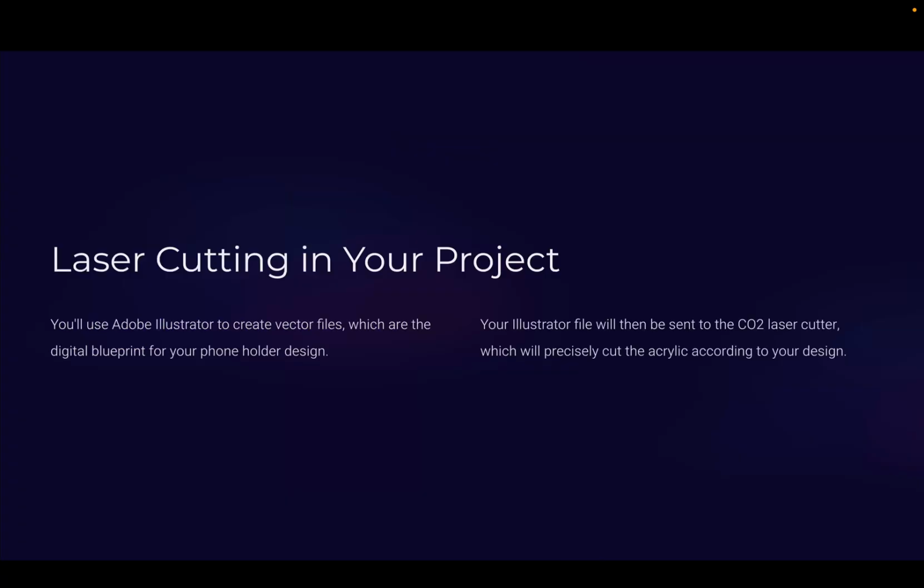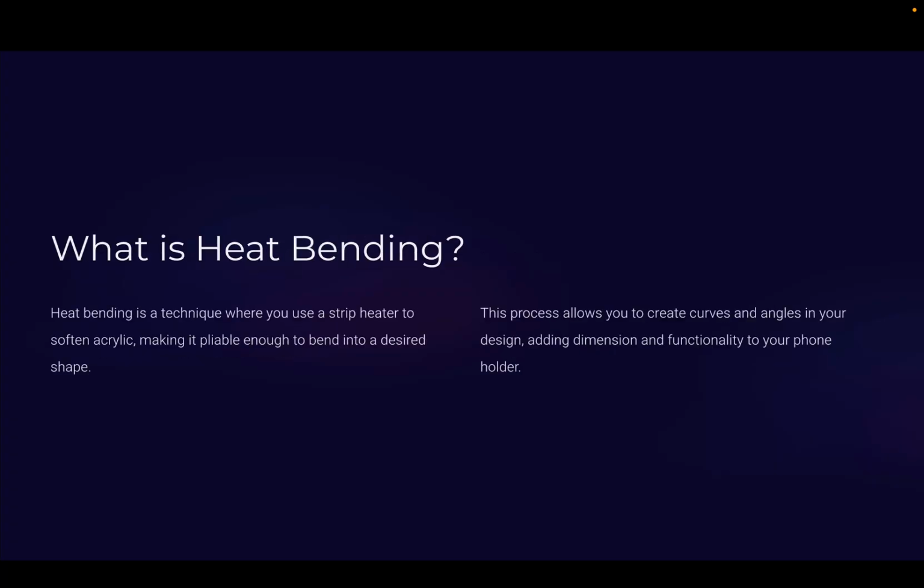You will be using Adobe Illustrator to create the vector file for the laser cutting. Your design will be exported and cut precisely using the laser cutter. And after that, you're going to send your acrylic sheets that were cut out by the laser cutter for heat bending. Since the mobile phone holder is made from acrylic, you need to bend it into shape.